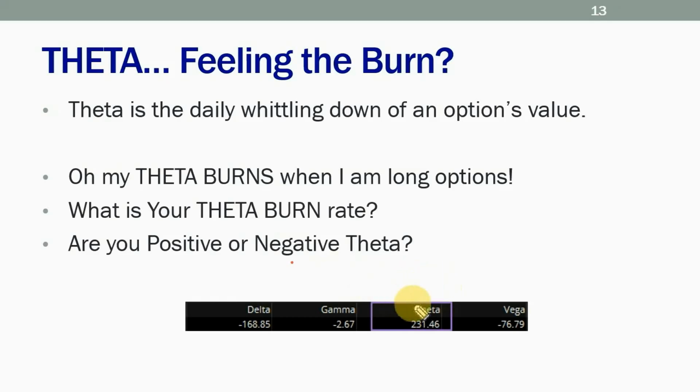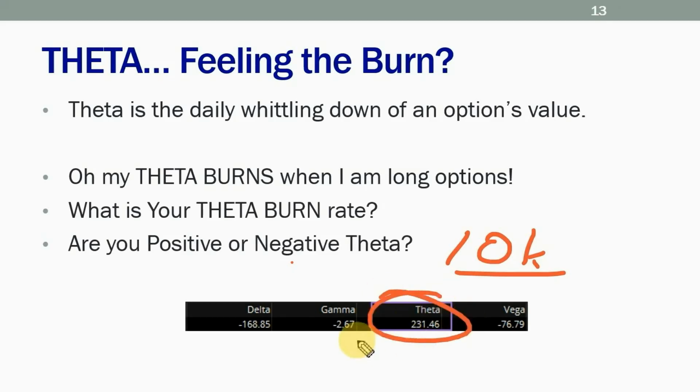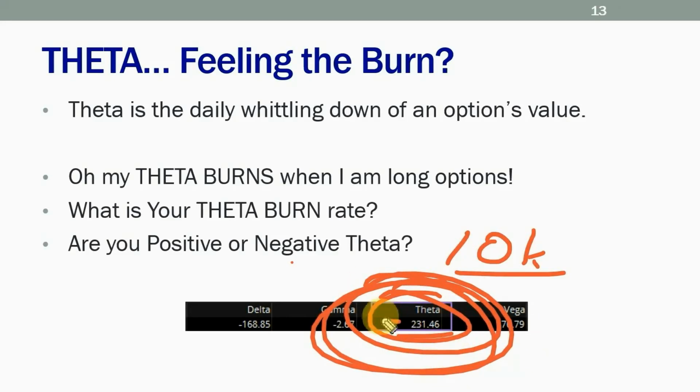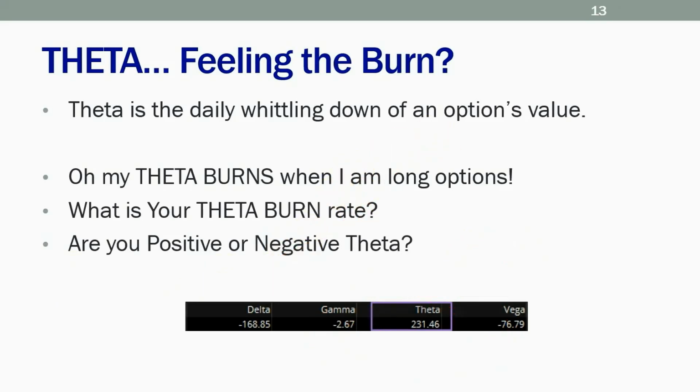I go, oh, you're hemorrhaging money? They'd have a $10,000 account, and their $10,000 account would be negative $231 of theta a day. And I go, oh, we found your problem. You're losing about 2% of your account a day in theta. And by the way, that theta accelerates the closer you come to expiration. So welcome to trading. It was always easy. You just look at their theta and say, hey, that's why you're getting hammered.